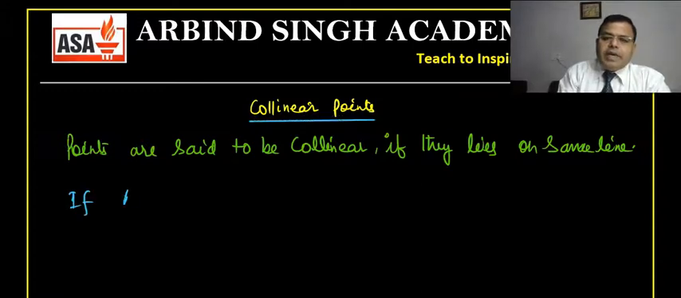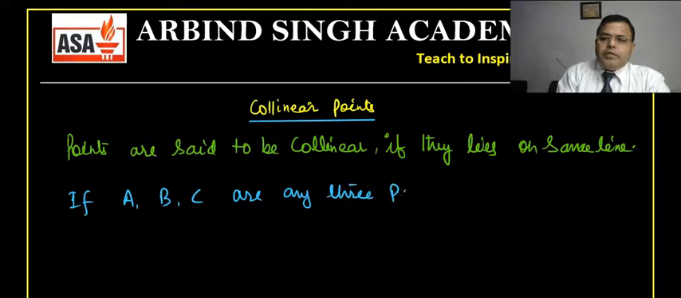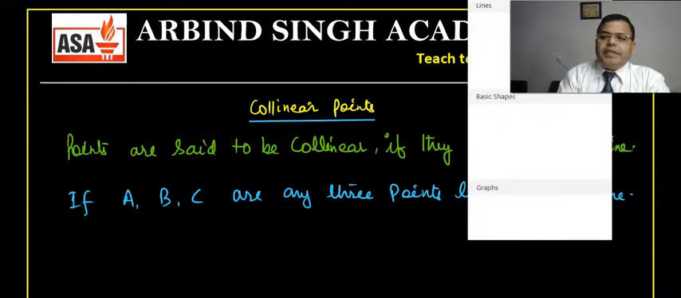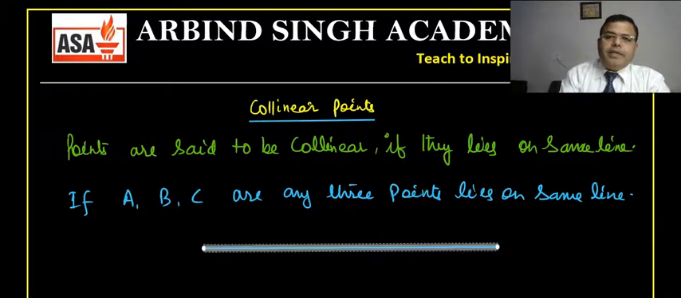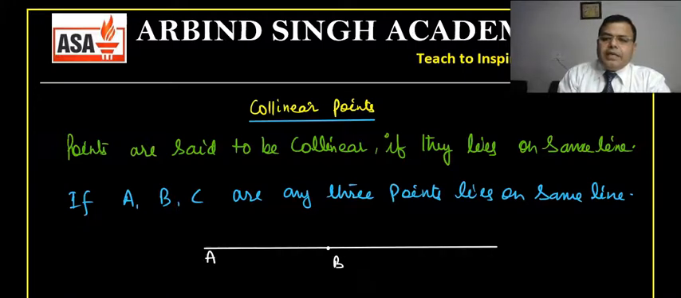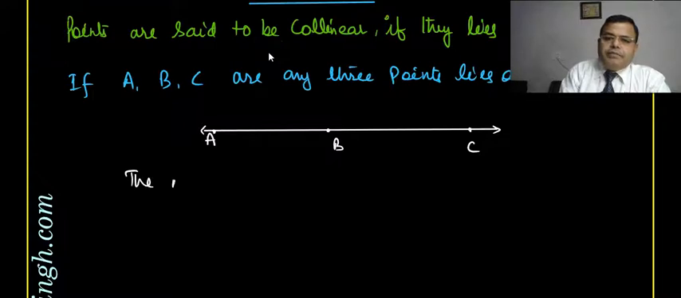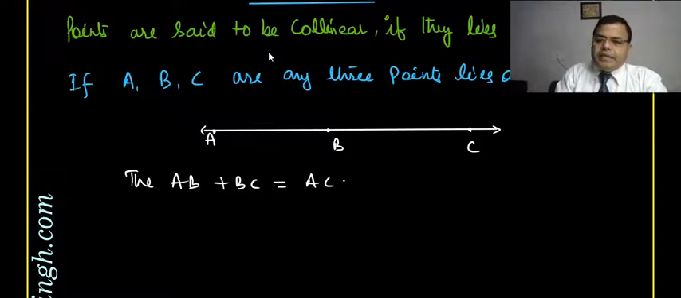First, if A, B, C are any three points that lie on the same line, then what will happen? This is point A, this is point B, and this is somewhere point C. There must be a relationship that AB plus BC is equal to AC. The distance of AB plus the distance of BC must be equal to AC. This is called a linear relationship between these three points.